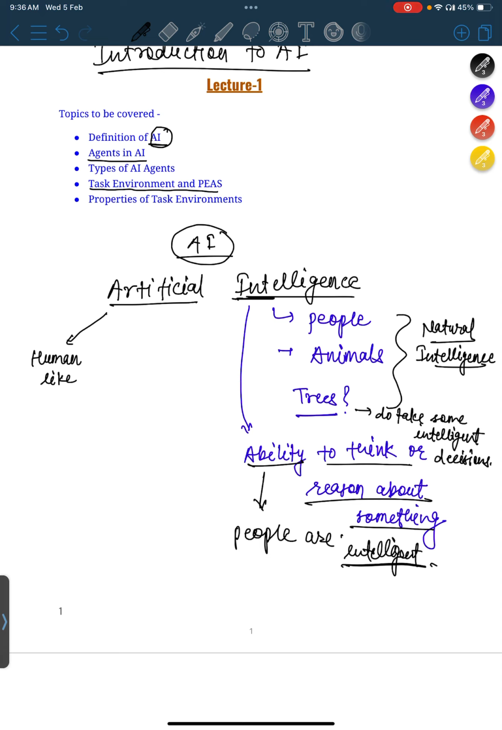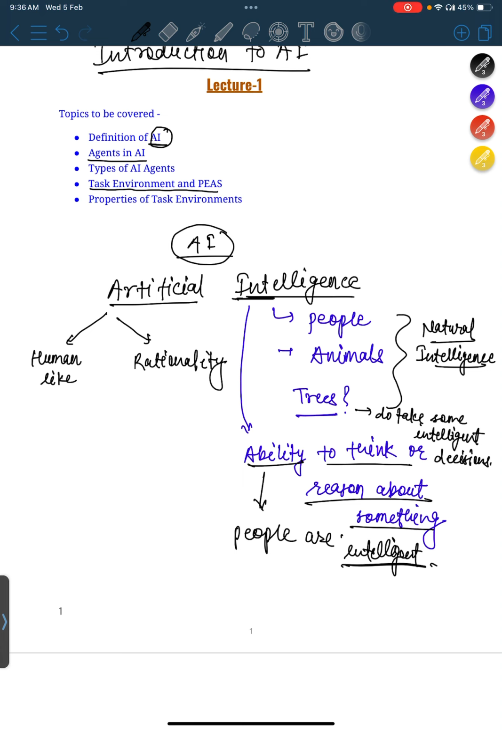Or the other part we can think of is rationality. Now, what is this rationality and why is there this concept of rationality itself? Why not just define intelligence from the human perspective? Since we consider humans as intelligent, any machine or device which can take decisions just like humans can be considered intelligent.